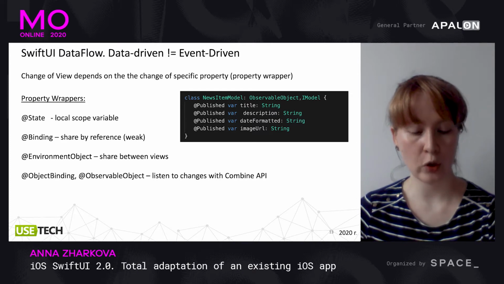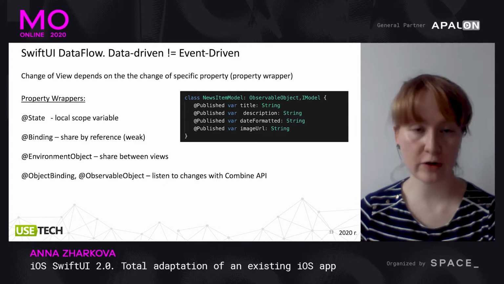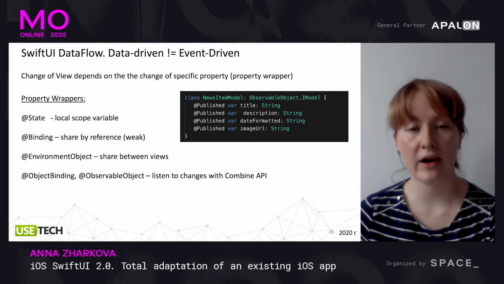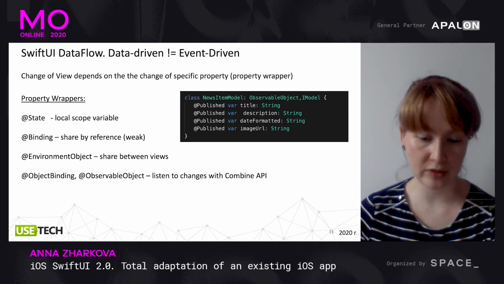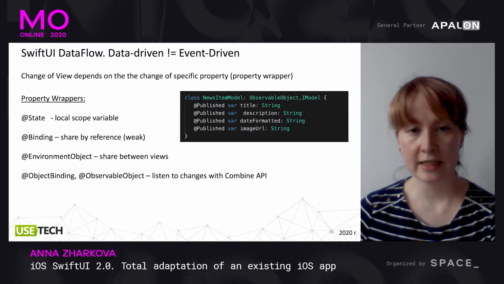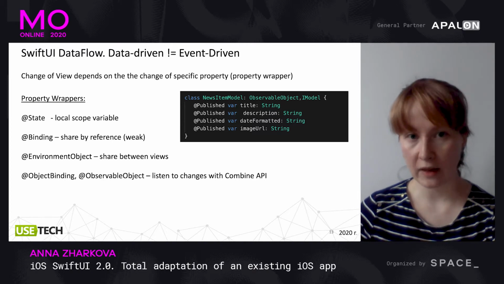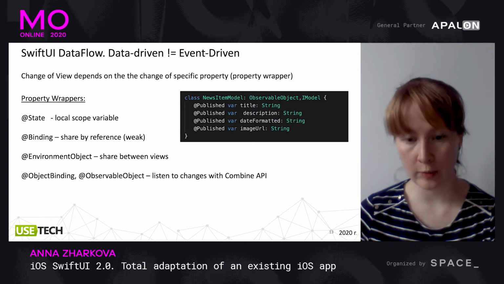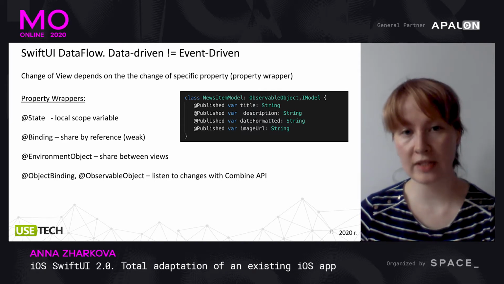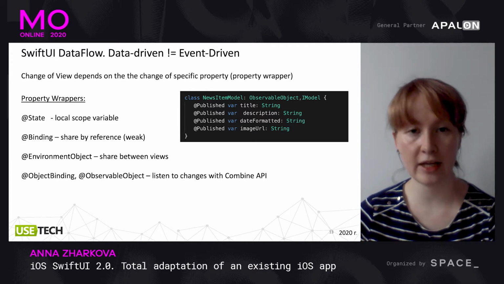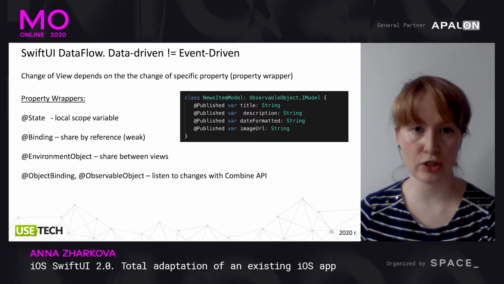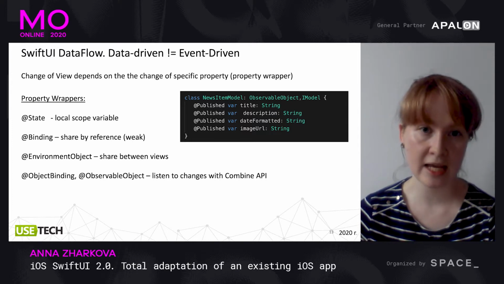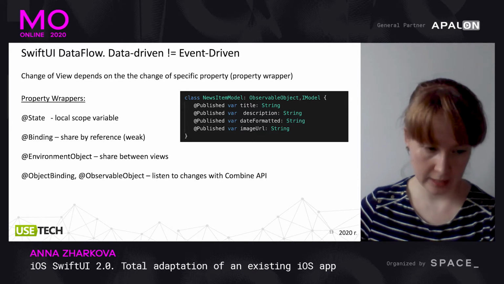Next one is the environment object. It is for sharing between views. You can also use the Combine API to listen to changes of these properties. For example, it is mostly recommended to use a model for your properties. Your model will implement ObservableObject, and every property in this model will have the Published modifier. Your view will listen to changes of this model and will receive new values from these published properties.